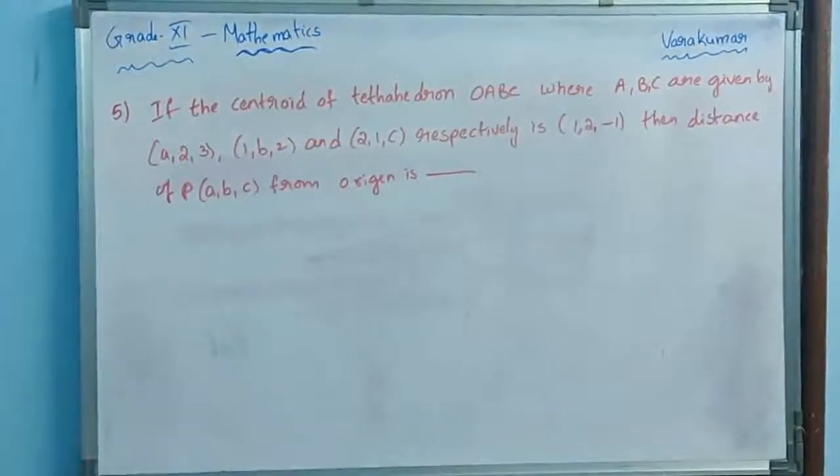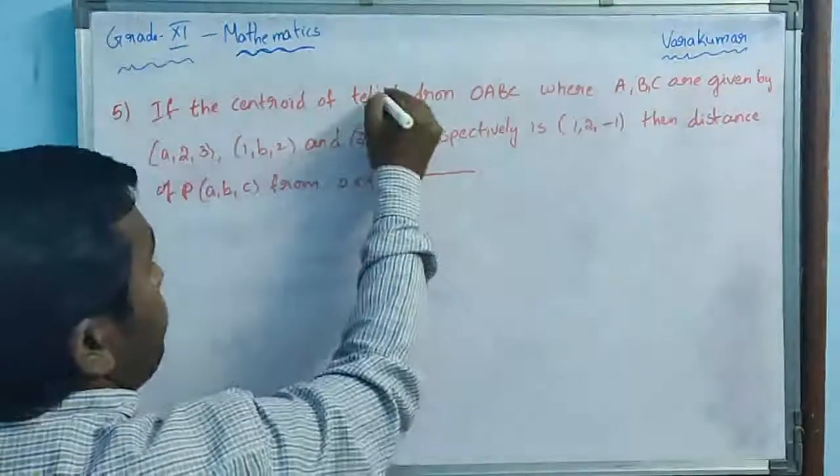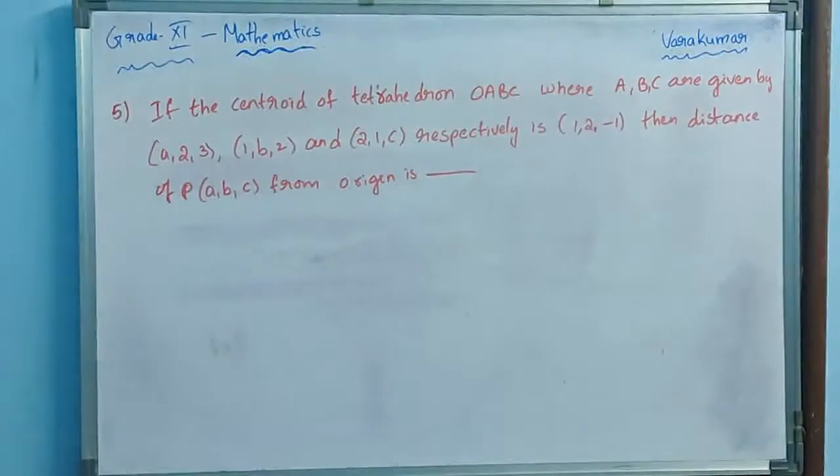Right, one more question. If the centroid of the tetrahedron OABC, where A, B, C are given by (a, 2, 3), (1, b, 2) and (2, 1, c) respectively, is (1, 2, -1), then find the distance of P(a, b, c) from the origin. So far we have learned how to find the centroid of the triangle.